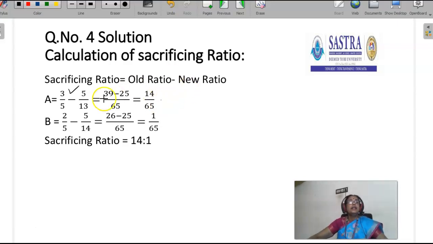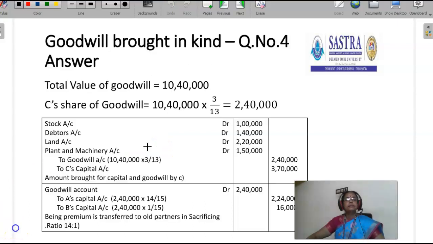So, for A, the old ratio is 3/5, the new ratio is 5/13. If we take LCM and deduct, 39 minus 25, it is 14/65. And for B, the old ratio is 2/5, the new ratio is 5/13. If we take 65 as LCM, the ratio will be 1/65. So, the sacrificing ratio is 14:1.